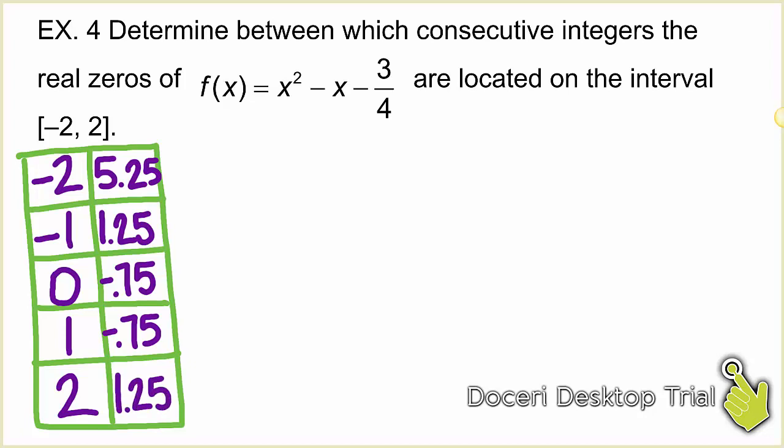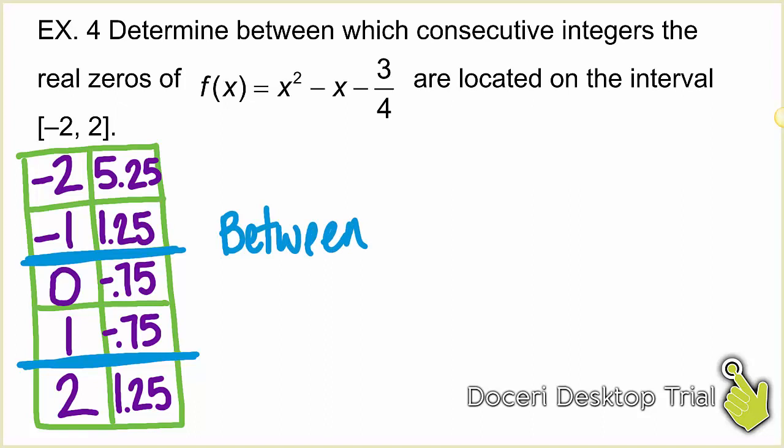So again, I'm really not looking at the value, I'm looking for sign changes. So if you notice right here in my table, in between these two values, I went from a positive answer to a negative answer. And then right here in my table, I went from a negative answer to a positive answer. So that tells me on this graph that it crosses the x-axis in between those values. So I would say that between 0 and negative 1, and 1 and 2 is where the zeros are located.